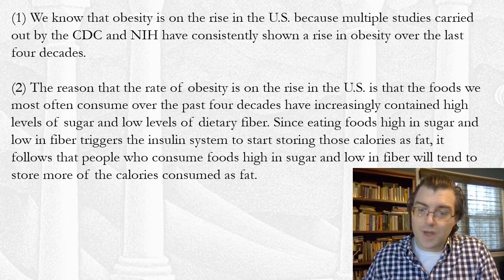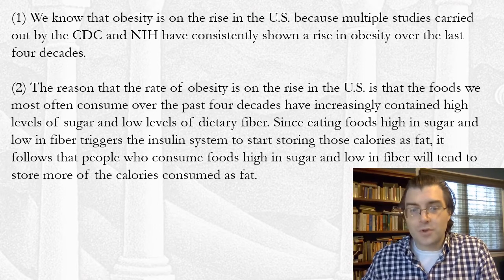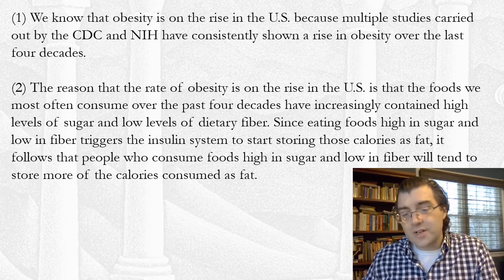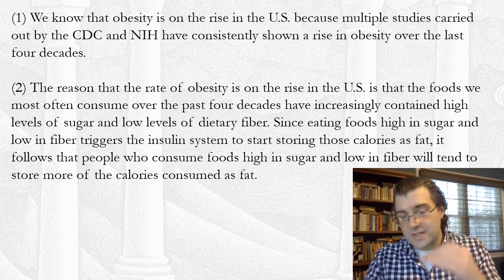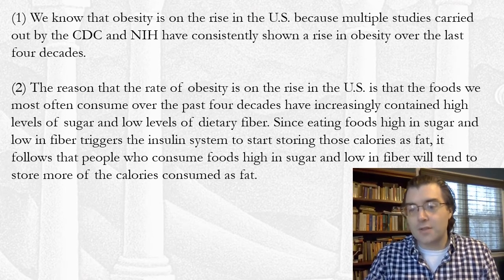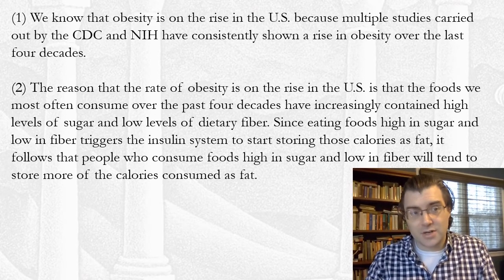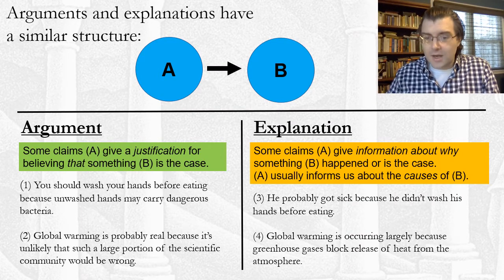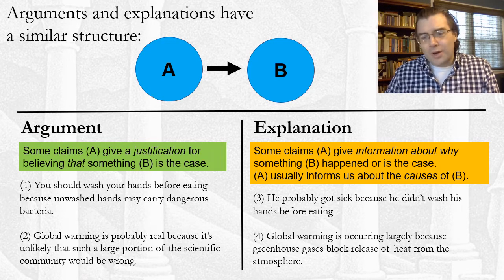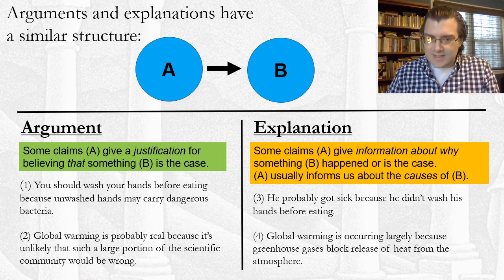It's an explanation of the claim or the fact that the rate of obesity is on the rise in the US. That's very different from providing evidence to believe something. Okay, so just this comparison of these two passages gives us the fundamental difference between arguments and explanations. Now, part of why this is confusing sometimes is that arguments and explanations have a similar structure. Okay, they both have what you could call an A part and a B part. But what the A part and the B part are doing in arguments is different from what the A part and the B part are doing in explanations.